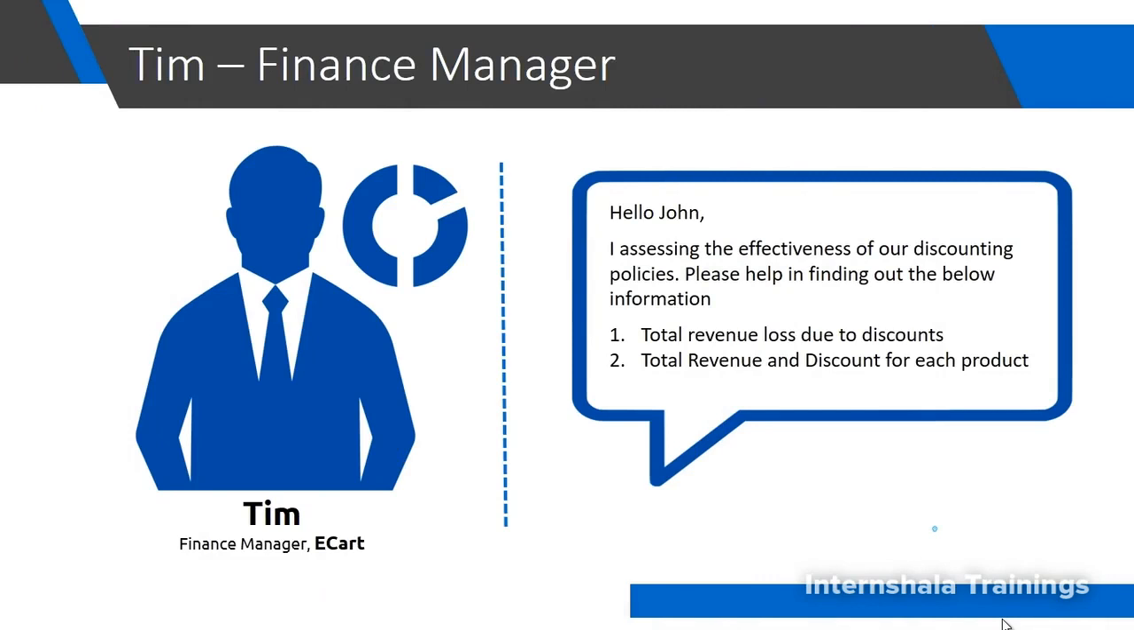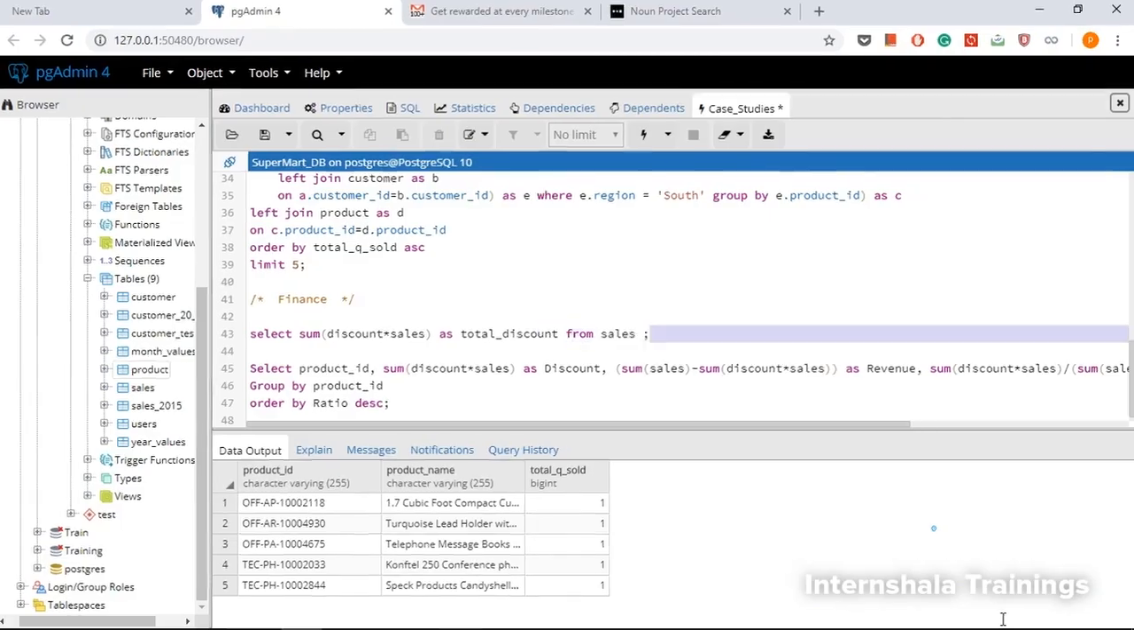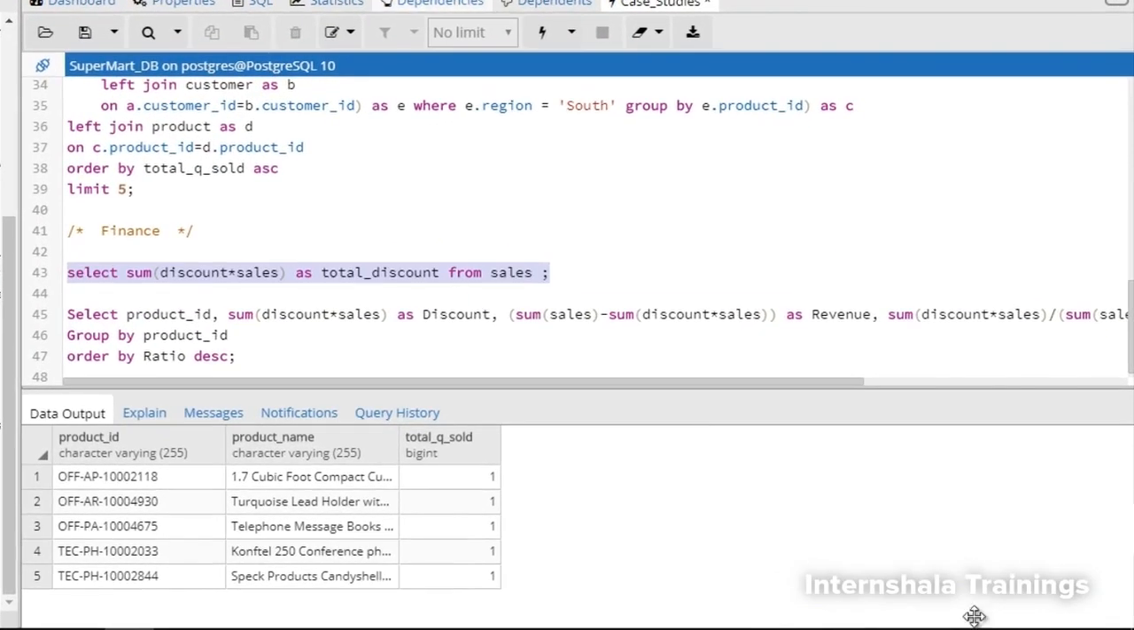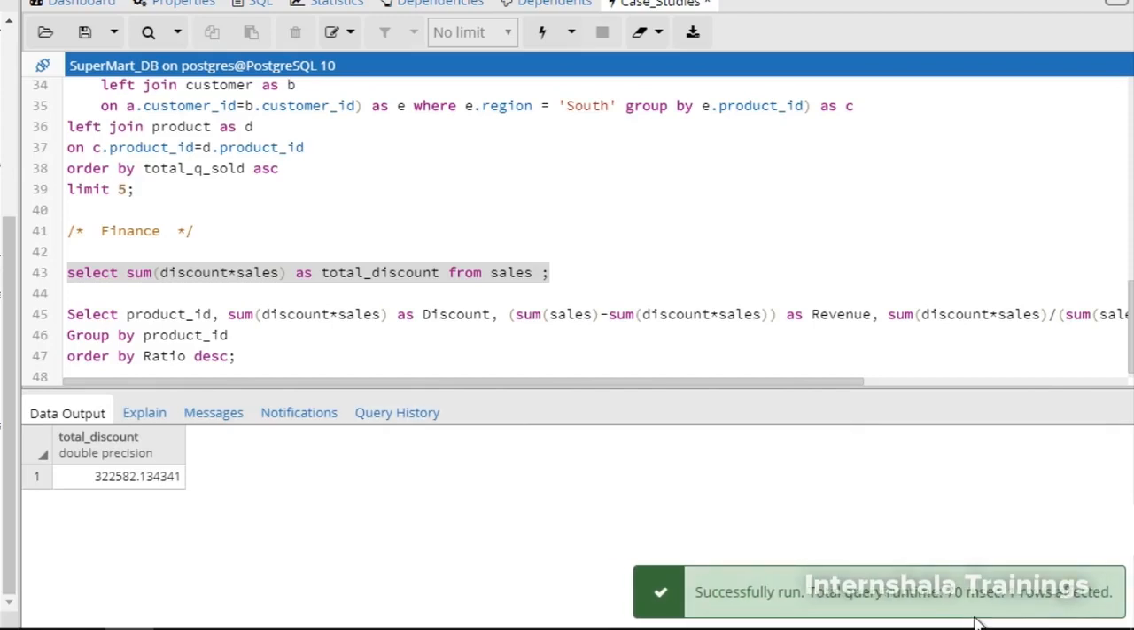Next, let us see what the finance manager is asking us. He wants the total revenue loss from discounts and the comparison of discounts given versus revenue generated by each product. So we write the corresponding query and run it. If I select this first query and run it, we get that 322,000 units is the total revenue loss because of the discount given.